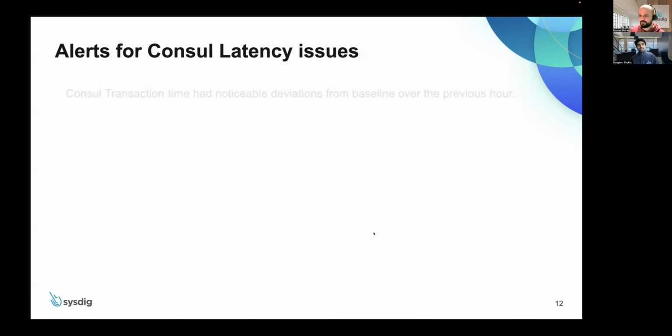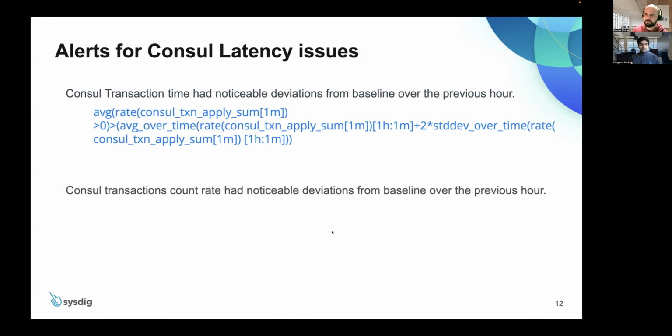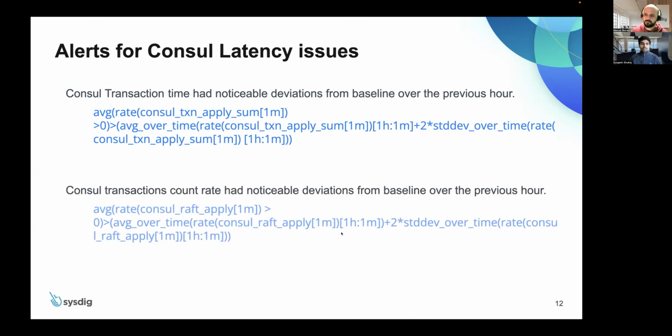Now let's talk about Consul latency issues. Here we want to monitor Consul transaction time and also Consul transaction counts. So we define a baseline and we contrast this with twice the standard deviation from the baseline. And we do it over every hour, because transactions can go up and down depending on what type of situation the Consul is handling. The first alert is for Consul transaction time, and the second one is for the rate of the transactions. All of this is measured with regard to the baseline for the past hour.